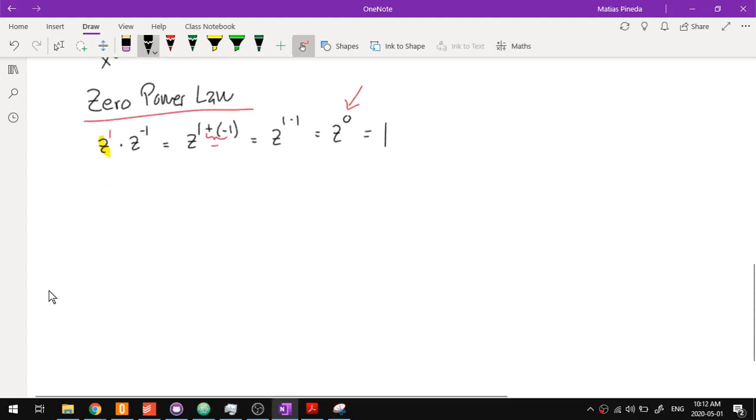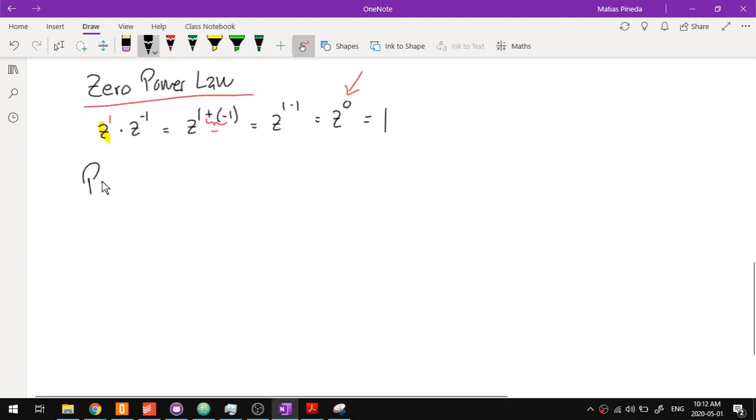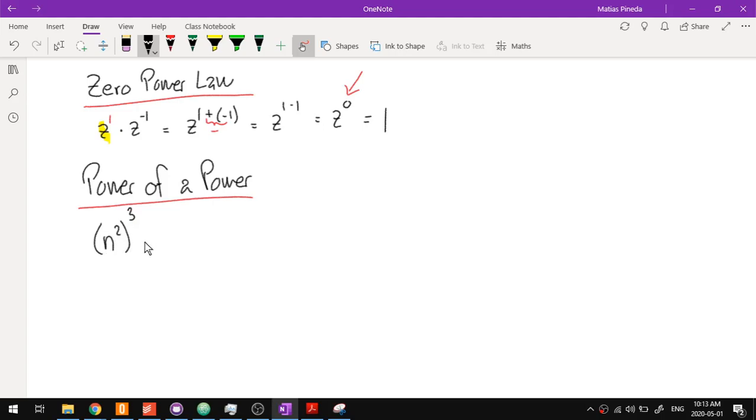Next one is power of a power. So let's do an example where we have n squared. So that's our power. And then the power has another exponent on the outside of these brackets. So the power is cubed. Power of a power will allow us to multiply the exponent. So it's going to be n to the power of 2 times 3, which equals n to the power of 6.